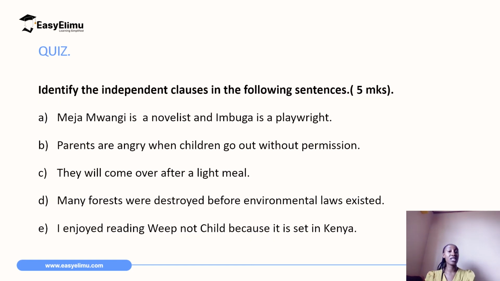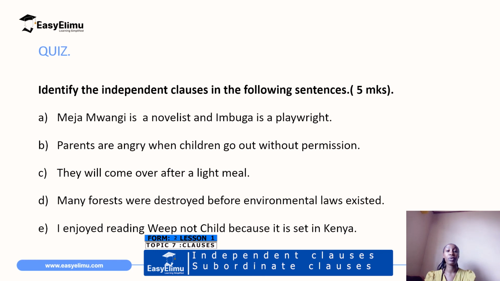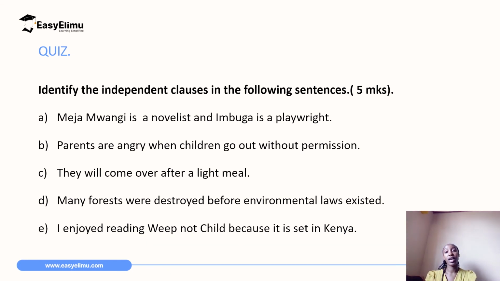So that's it for this session. I hope you have understood and you're able to distinguish between an independent clause and a subordinate clause, and you're also able to identify subordinating conjunctions. So for further practice, you can have a look at the quiz there. You're required to identify the independent clauses in those sentences. Thank you for tuning in and see you in the next session.